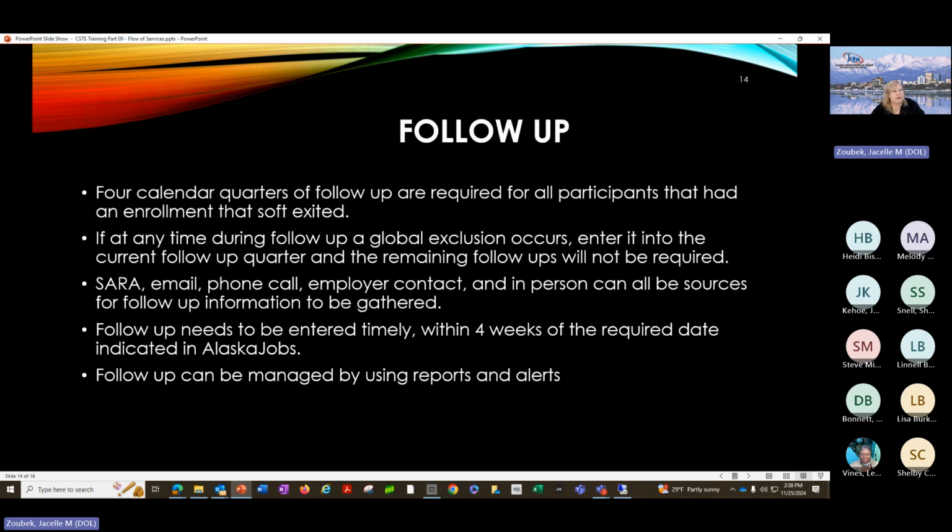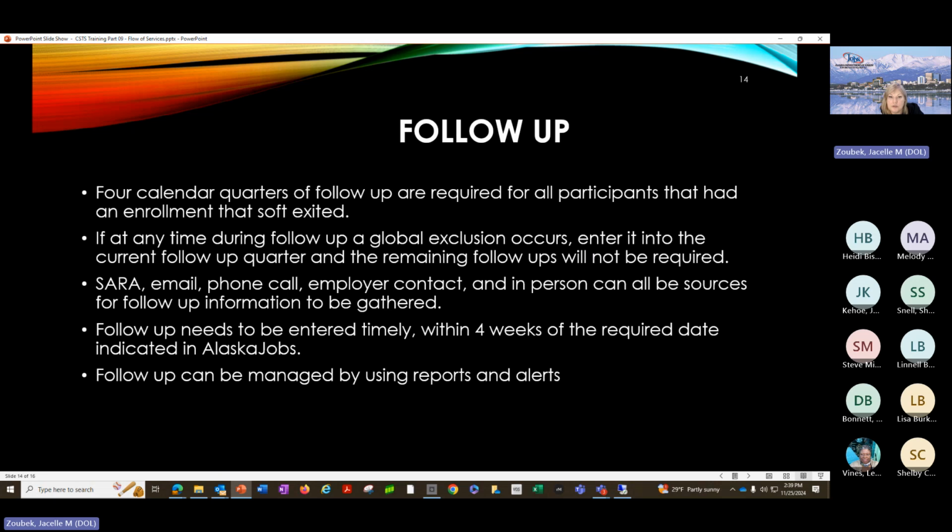You can use email, phone call, employer contact, in person. All of these sources can be a way to gather that information necessary for follow-up. And it needs to be entered timely, within four weeks of the required date indicated in Alaska Jobs. The reason that it's only four weeks later is that we're going to do a PIRL report and report out to our federal project officers. Four weeks is the maximum.